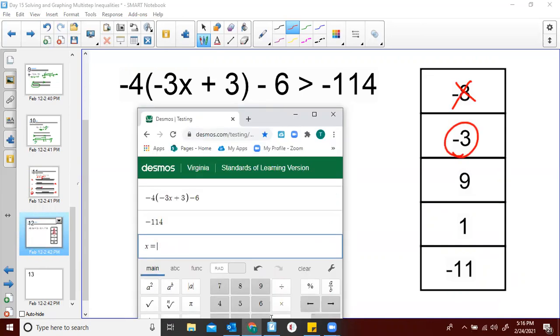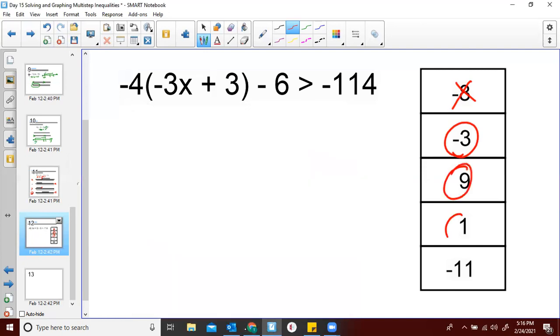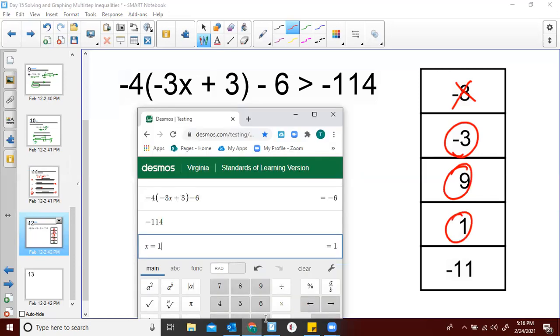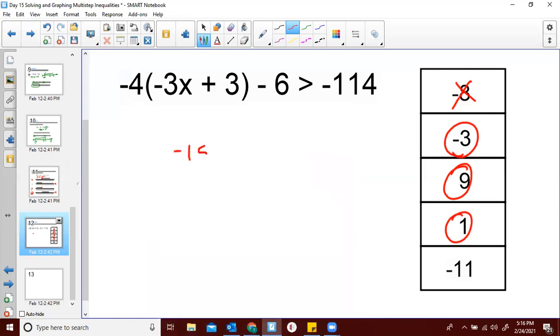All right, let's try 9. Is 90 greater than negative 114? It is. Let's try 1. Is negative 6 greater than negative 114? It is. And I'm going to go ahead and bet and say that negative 11 is not going to work. Notice for negative 11, I get negative 150 is greater than negative 114. And that is not true. So negative 11 is not a good answer.